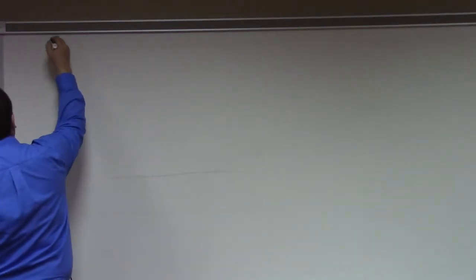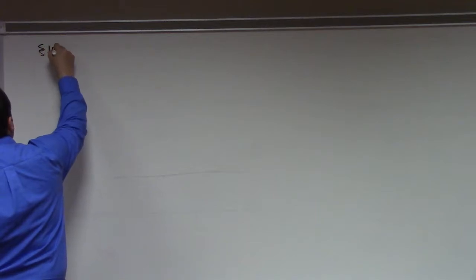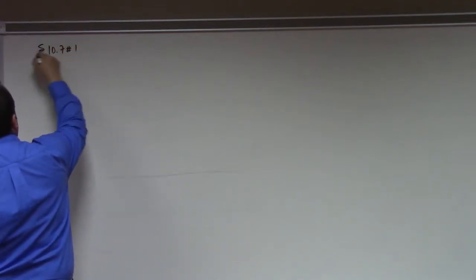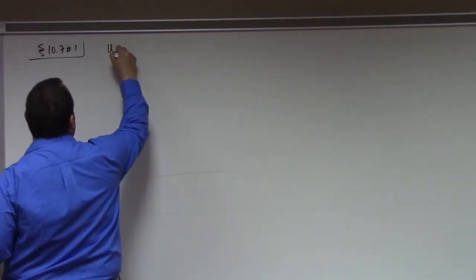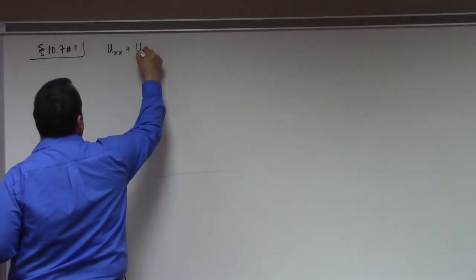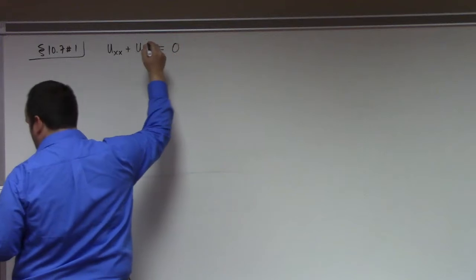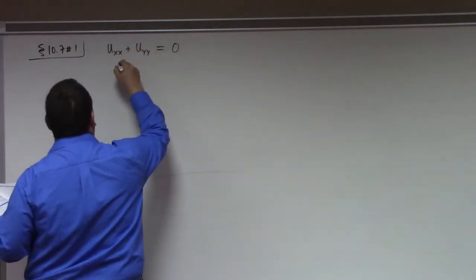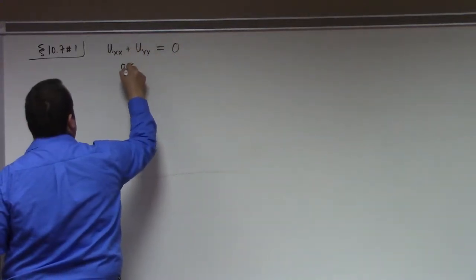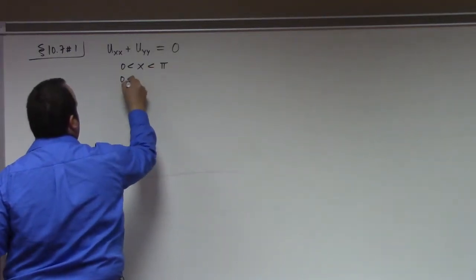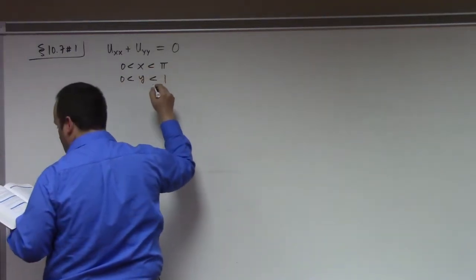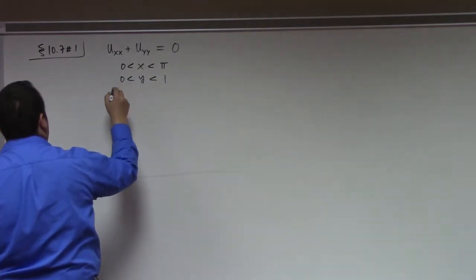Let's see here. Let's look at number 1. So this is section 10.7. And so here's the problem. We've got uxx plus uyy equal to 0. And this is going to be on 0 less than x less than pi, 0 less than y less than 1. And we're given the following data.